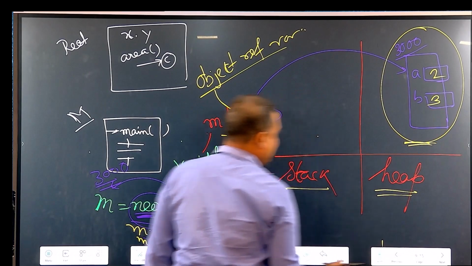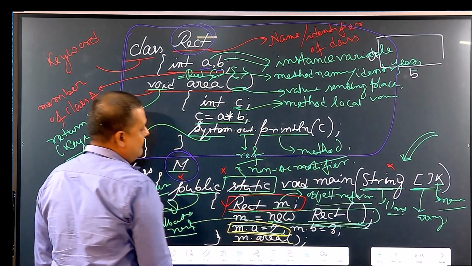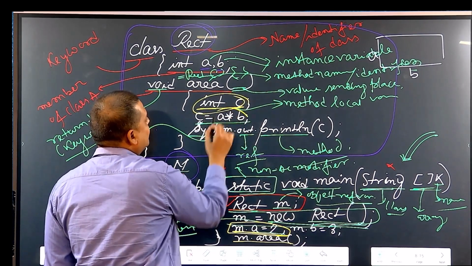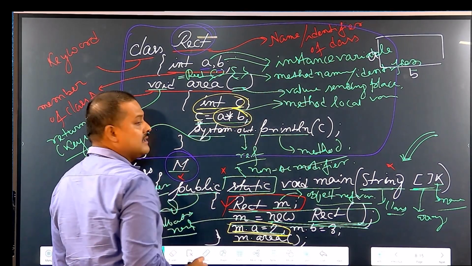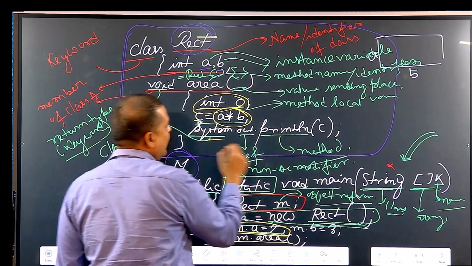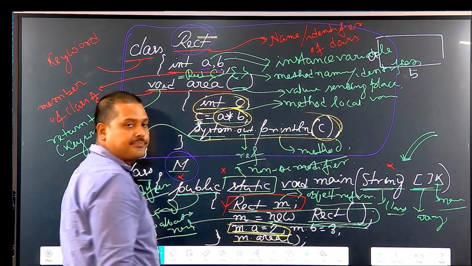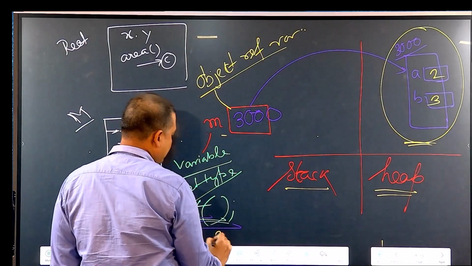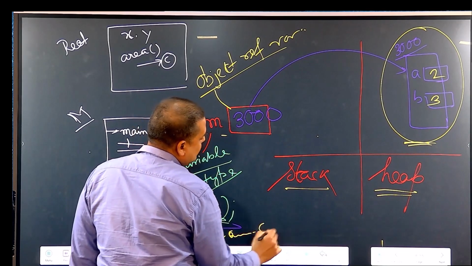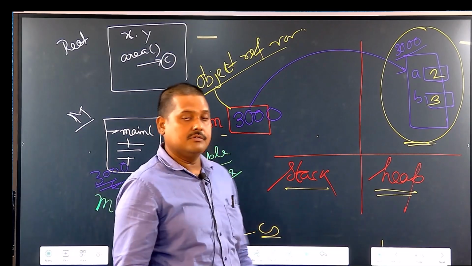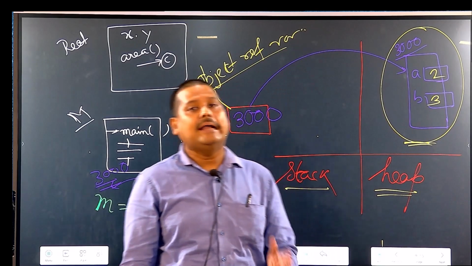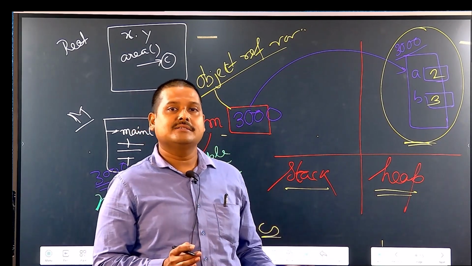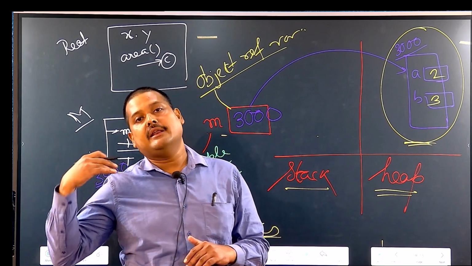Then next line we have written m dot area. So, what will happen? It will go there, c will be allocated, and it will calculate a into b, and inside c the value will be stored, and then this value will be displayed. Okay. So, class is the template, we have created the template, and then we have instantiated the value inside memory from another class, and we are accessing those values.